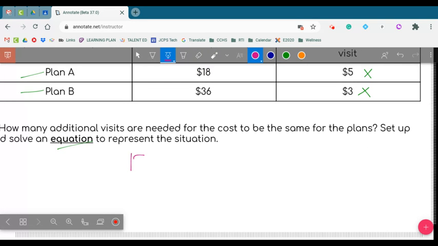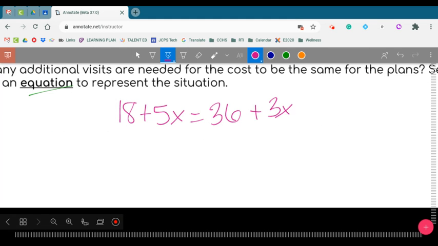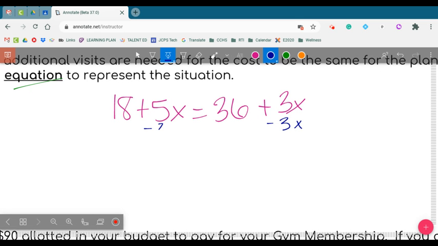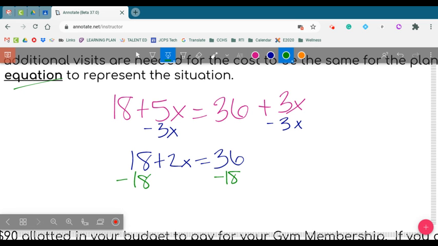So we're going to do 18 plus 5x equals 36 plus 3x. So we've already kind of done that just with a different type of problem. So we're going to subtract 3x. We get 18 plus 2x equals 36. Subtract 18, we get 2x equals 18. Divide by 2. So x equals 9.